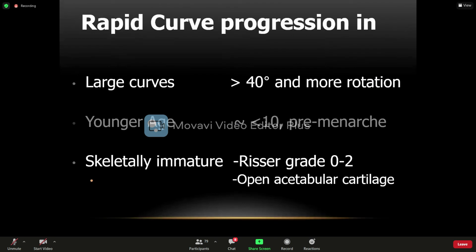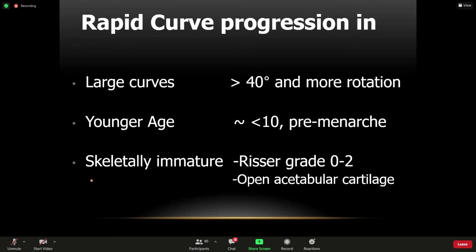So the question is, which are the curves that are likely to progress rapidly? We know that larger curves, more than 40 degrees and with more rotations, progress very rapidly. If the child is young, below 10 or pre-menarchal in girls, they have a lot of growth potential left. And if there's a scoliosis already at that age, it's very likely that they will progress rapidly.